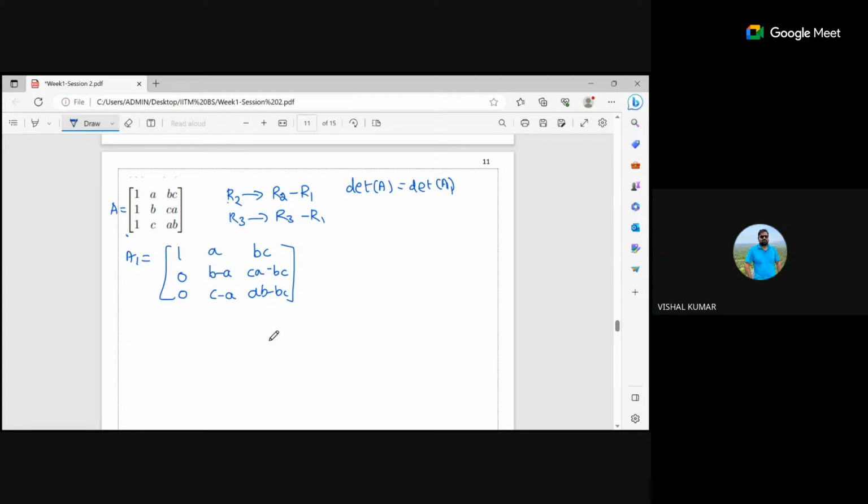Can we do the column operation here? Yes, you can do column or row. That's what I said. There are several ways of doing it. This is just one way I'm showing here.